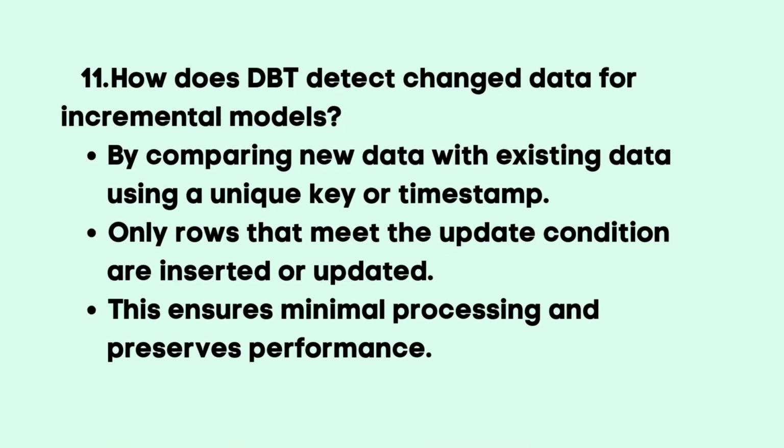How does DBT detect changed data for incremental models? By comparing new data with existing data using a unique key or timestamp. Only rows that meet the update condition are inserted or updated. This ensures minimal processing and preserves performance.